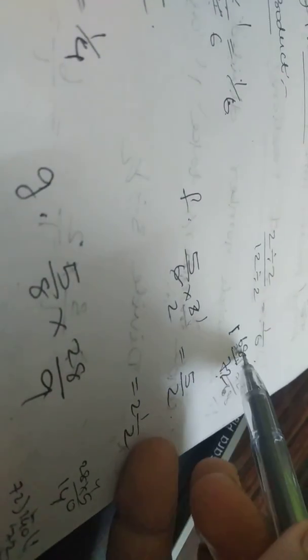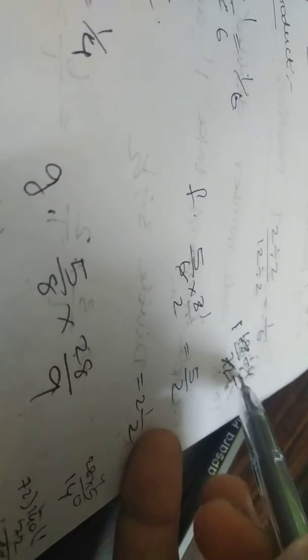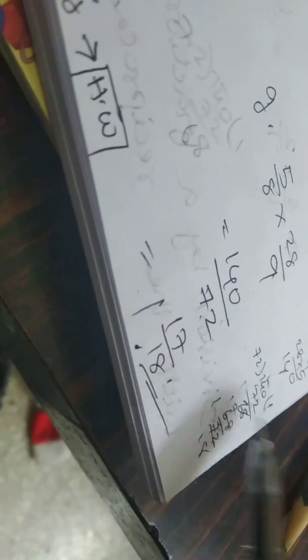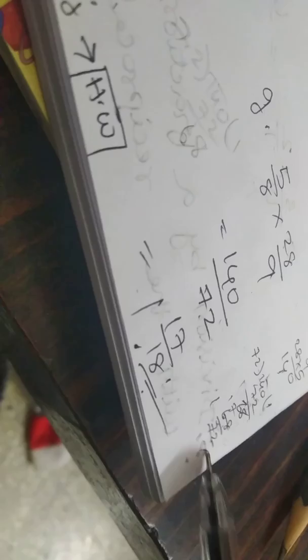But here 68 by 72 can also be reduced into lowest form by dividing numerator and denominator by 4. 68 divided by 4, 72 divided by 4. We get how much? 17 by 18. So now the mixed fraction is 1 17 by 18. I hope you have understood this My Practice Time 8. The remaining problems are homework.